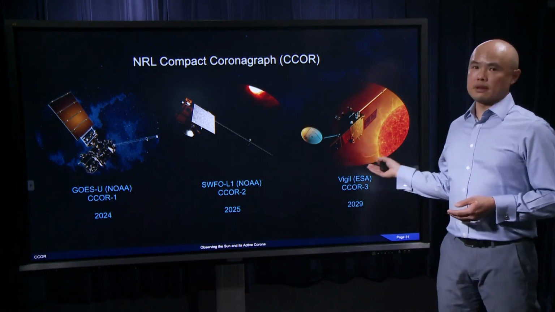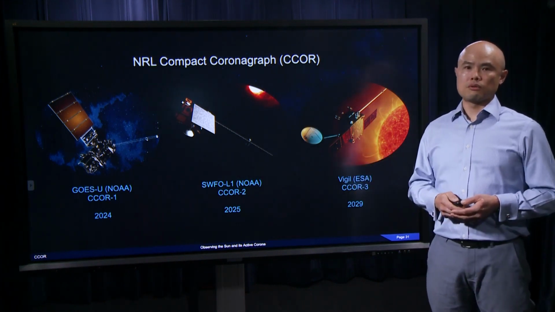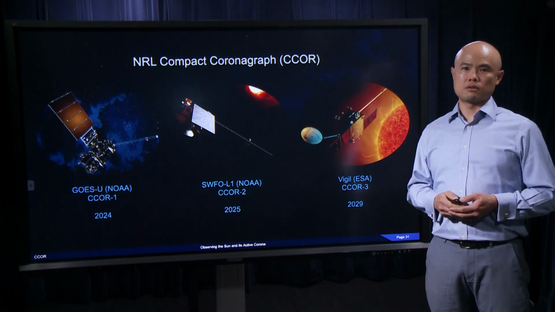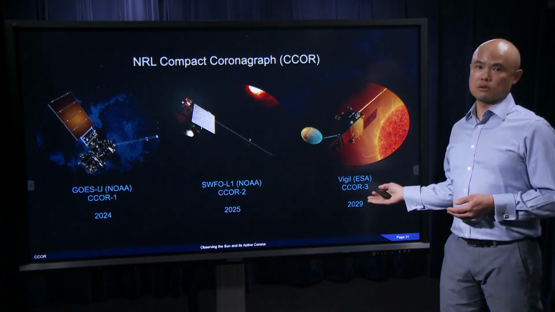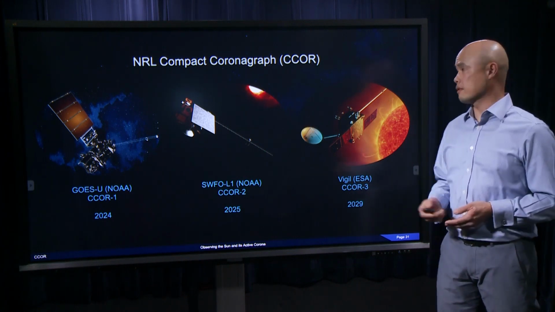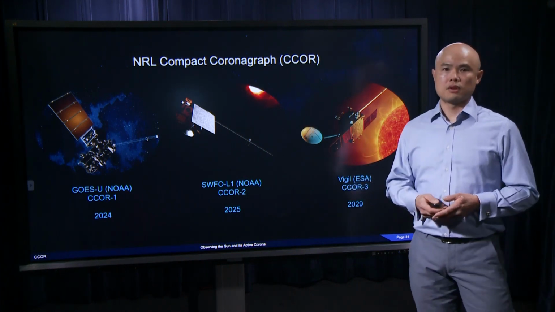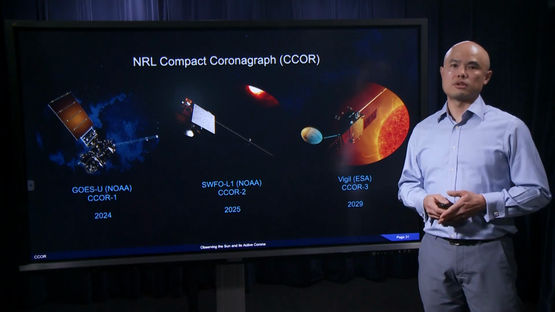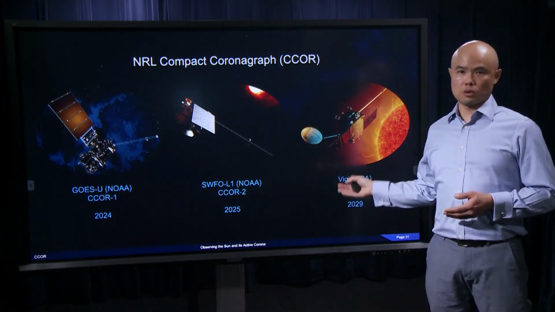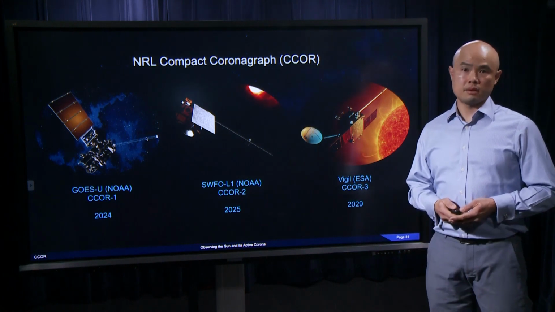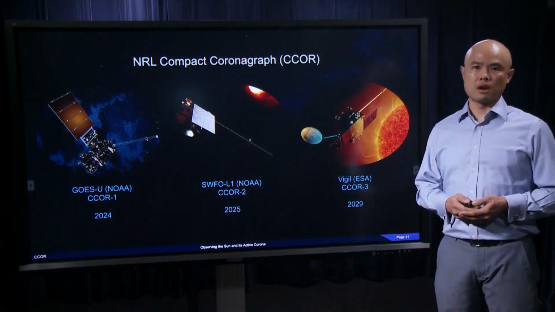We're also in the early stages of development of CCOR 3, which will be NOAA's contribution to the European Space Agency space weather mission called VIGIL. VIGIL will observe the Sun-Earth line from the Lagrange L5 point, which is 60 degrees off the Sun-Earth line, trailing the Earth's orbit. And VIGIL is estimated to launch in the 2029 timeframe.